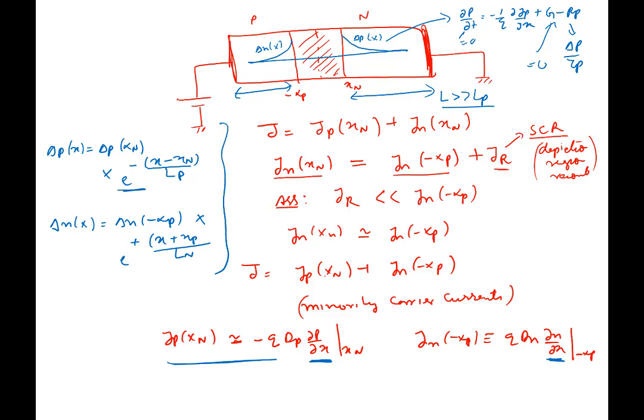So we know these expressions; we have done that continuity equation solution. Then it's easy to calculate this derivative. Let's take this particular term, del p by del x, using this. It becomes simply q Dp delta P at Xn by Lp, the simple differential of delta Px taken at x equal to Xn. Similarly, this becomes q Dn by Ln delta N at minus Xp. So this becomes this component here.